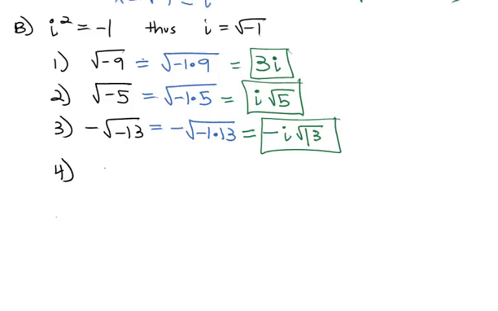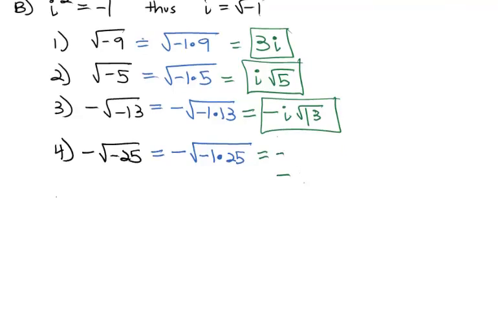Let's take a look at another example, how about negative square root of negative 25. When we have the negative out front, square root of negative 25 becomes negative 1 times 25. And with a negative out front, the square root of negative 1 is i, and the square root of 25 is 5, and so we have negative 5i.